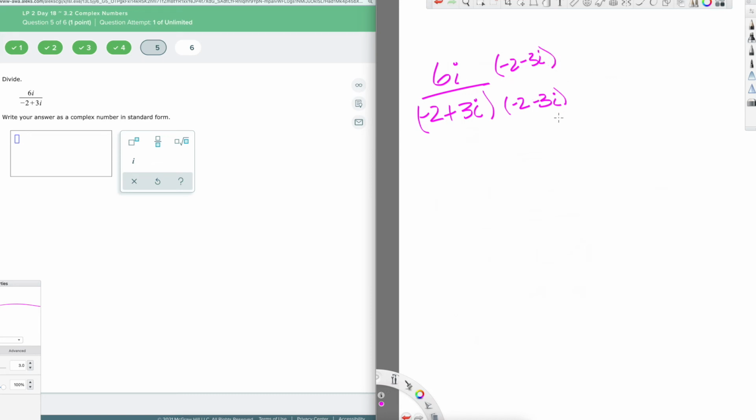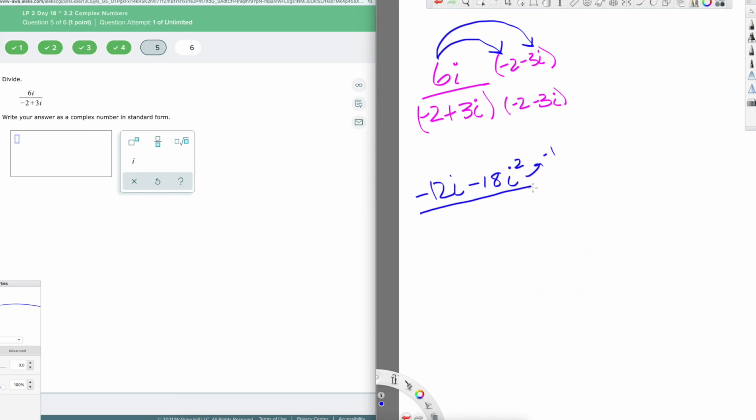So on the top, and I'm just going to switch my numbers here, I have 6i times negative 2, so that's negative 12i. 6i times negative 3i, so 6 times negative 3 is negative 18. i times i is i squared. Remember, that's going to be negative 1. i squared equals negative 1.